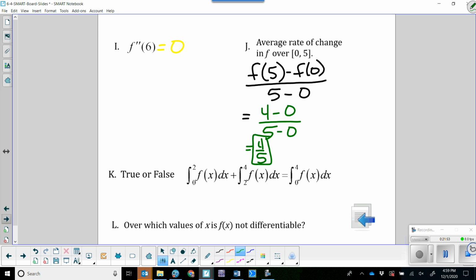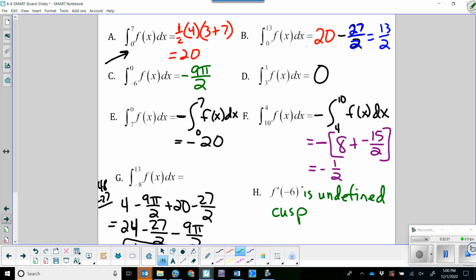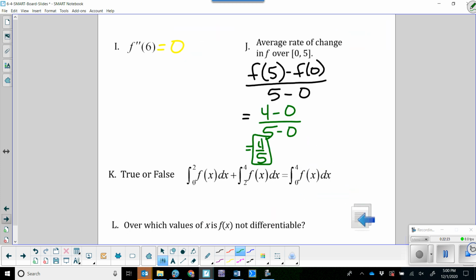K says, is this true or false? So what do you think? If I integrate from 0 to 2 of f of x dx plus the integral from 2 to 4, should I get the answer that I get from 0 to 4? Well, this is getting really messy, but if I do 0 to 2 and then 2 to 4, would that in fact be the same as the integral from 0 to 4? And that answer would be yes, and that is in fact a property. And so that is going to be true.